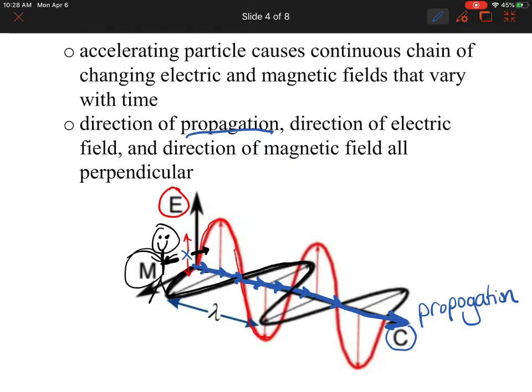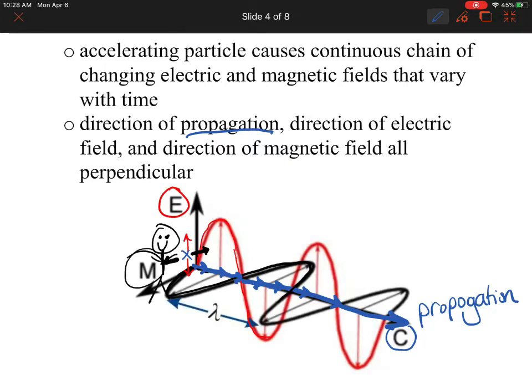The propagation could be going to the left, and then your electric field will be going up and down, and your magnetic field will be going in and out of the page, right? As long as they're all mutually perpendicular, okay? And that is how EMR travels, the way the wave propagates. So again, the way it's moving is going to be perpendicular to the way the electric field is moving, which is going to be perpendicular to the way that the magnetic field is moving. And that's what you've got to know.